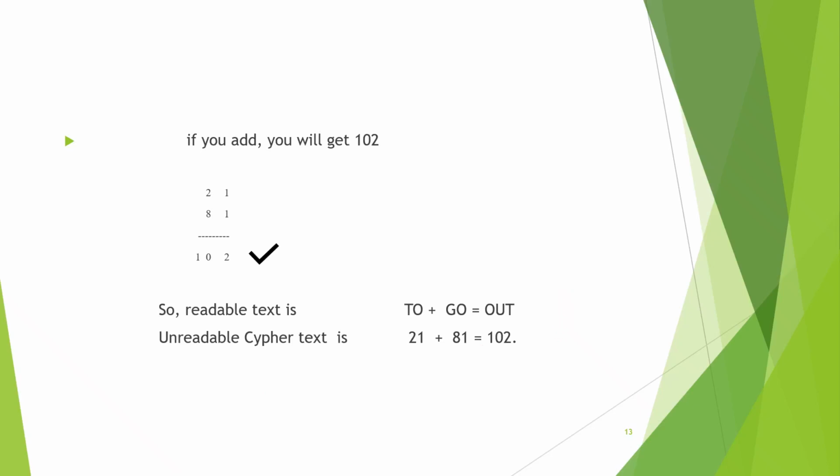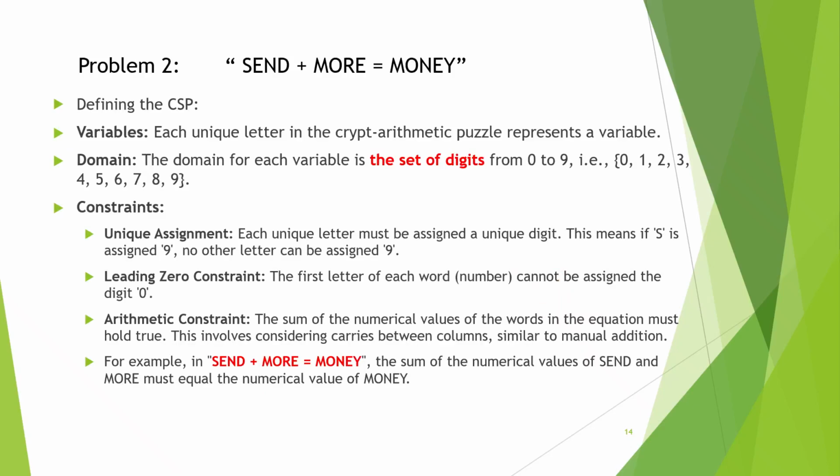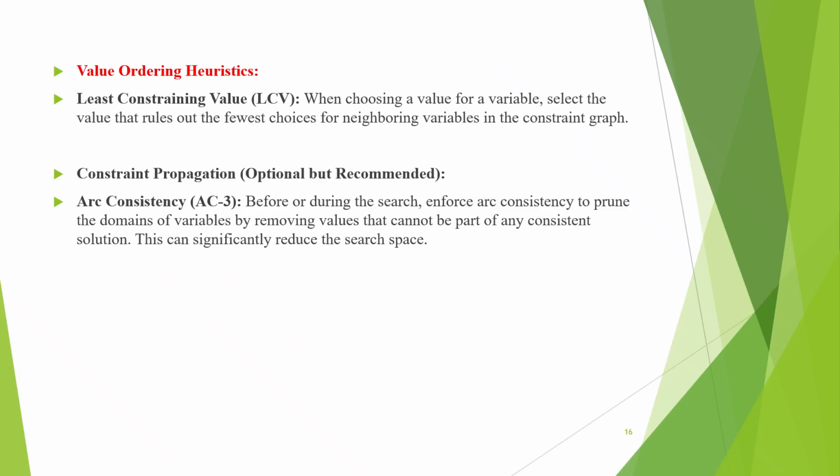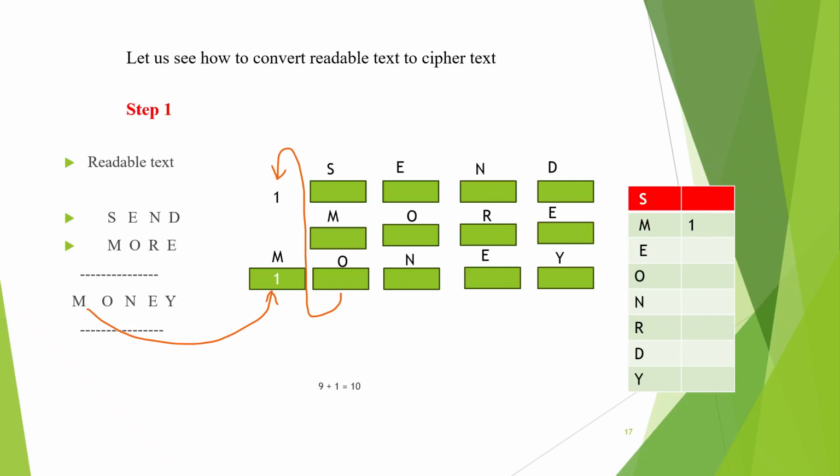Now we go to the second problem. The second problem is send plus more equal to money. All variables should be unique. The domain is a set of digits ranging from 0 to 9, and these are all constraints. In this problem, we are using backtracking techniques. These are all theory and value order heuristics. These are theory. Now go to the problem.